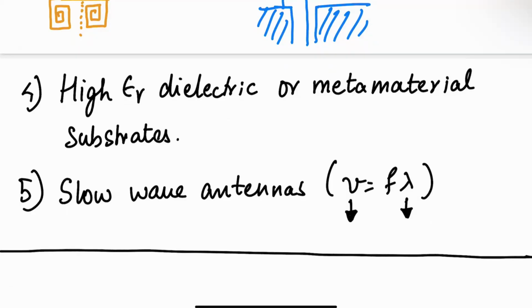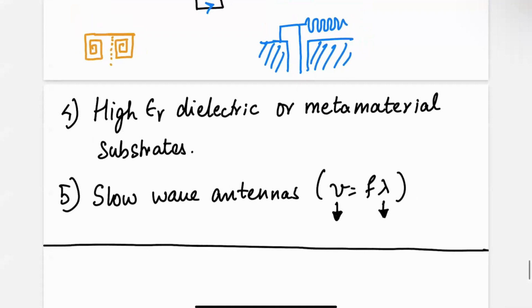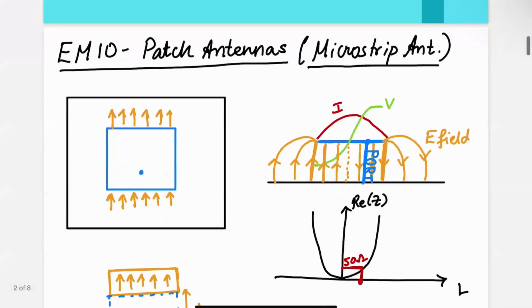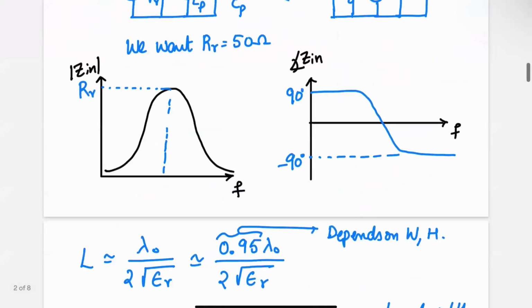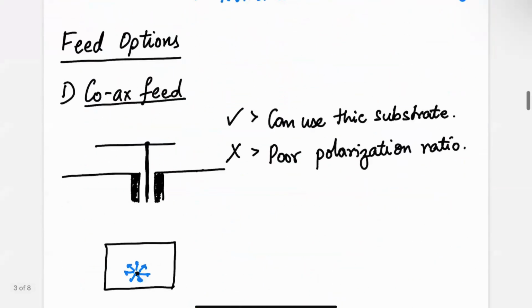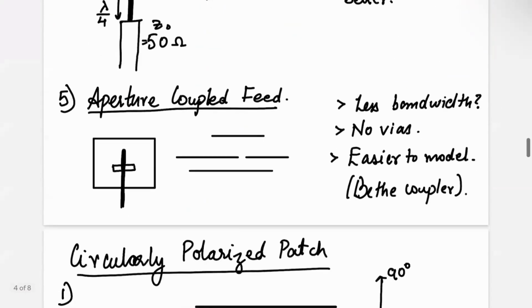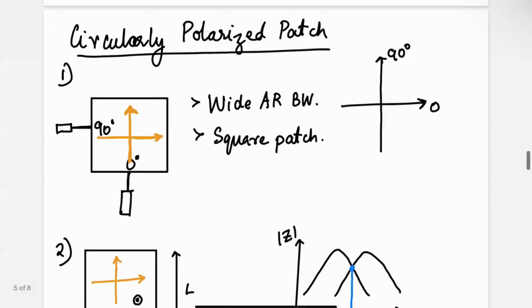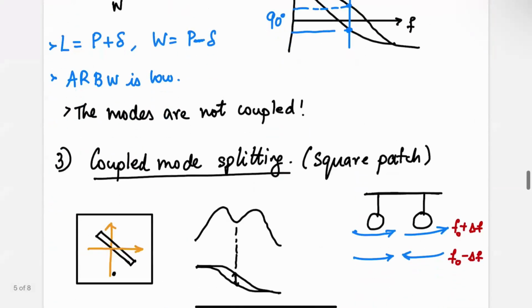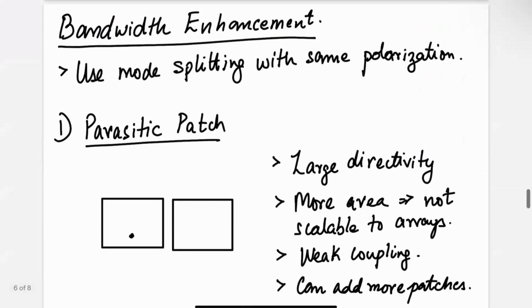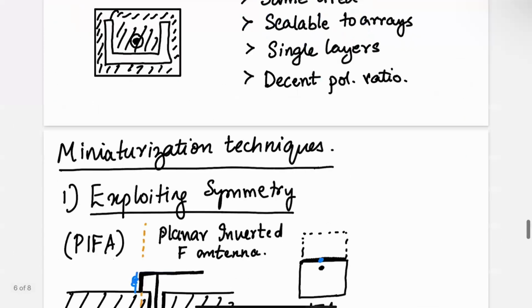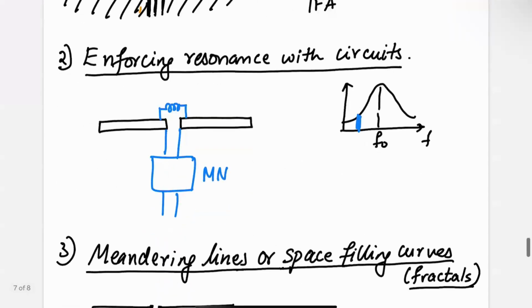Okay, so with this, we'll probably close our discussion for today. Just to summarize, we started with the basic patch, discussed circuit models, dimensions, discussed different feed options and their advantages and disadvantages. We discussed how to make a circularly polarized patch. We looked at some bandwidth enhancement techniques, and finally, some miniaturization techniques.